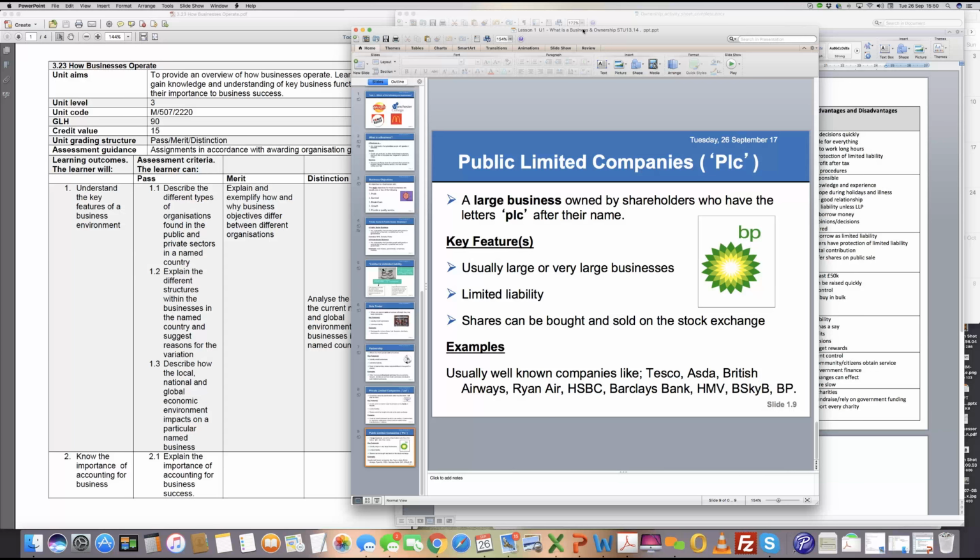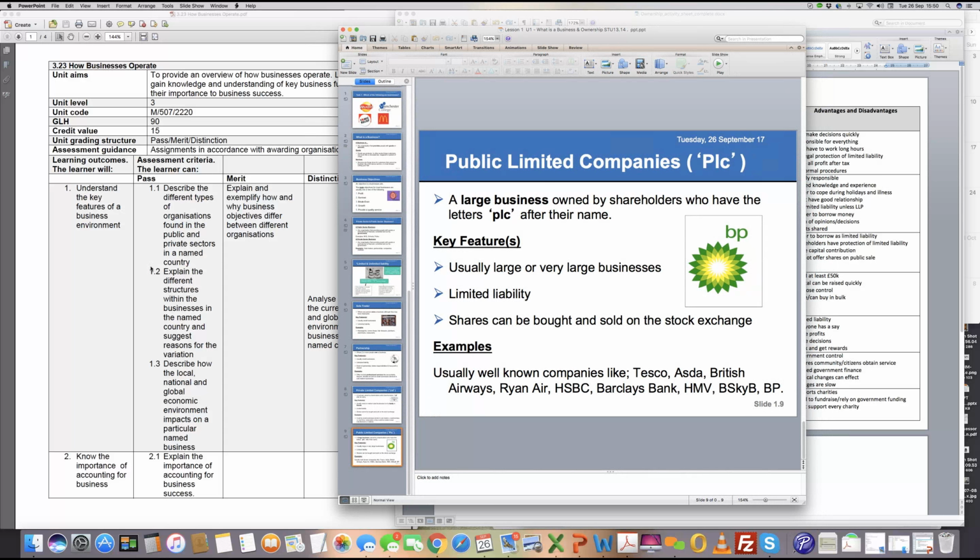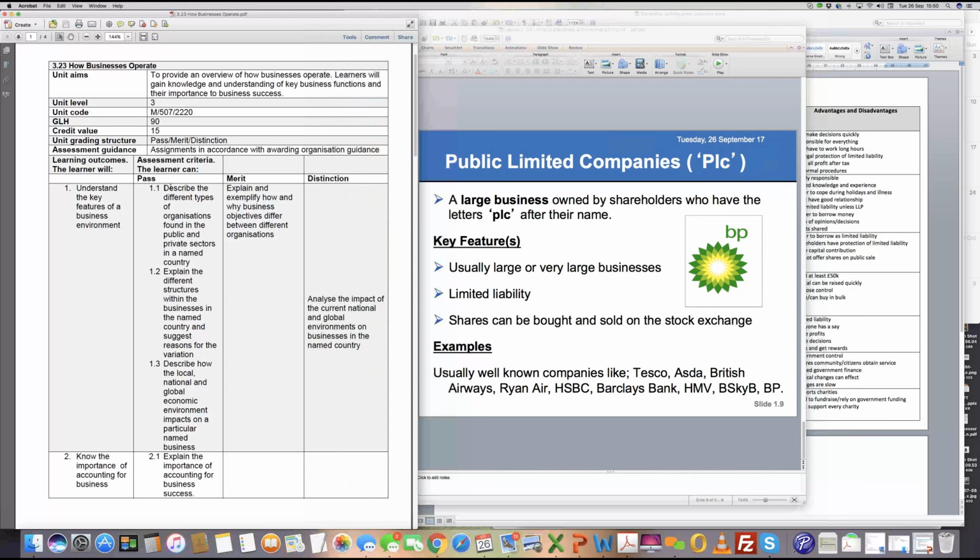Today's session, what I've covered primarily is in learning outcome 1. We've covered the types of organizations found in the private and public sector. We've also looked at why we classify them as public or private sector organizations, limited or unlimited liability companies. And finally, last but not the least, what are the advantages of having different types of ownership?